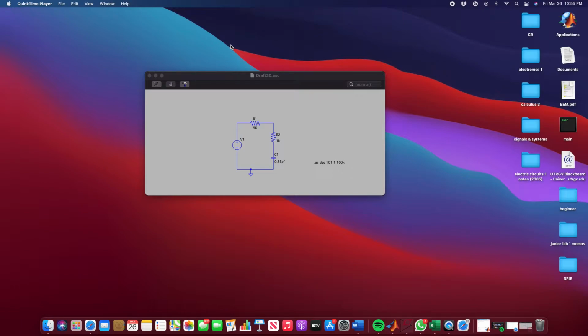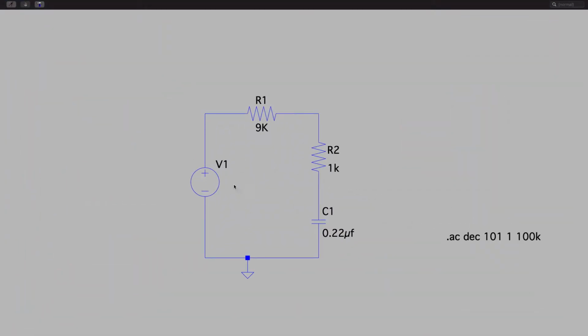So first I'm going to go ahead and break down my circuit. I have my voltage source right here. I have my first resistor and another resistor. My first resistor has a value of 9K, or 9 kilo ohms, my second resistor has a value of 1 kilo ohm, and my capacitor has a value of 0.22 microfarads. Today, what we're interested in looking at is the Bode plot for this specific circuit.